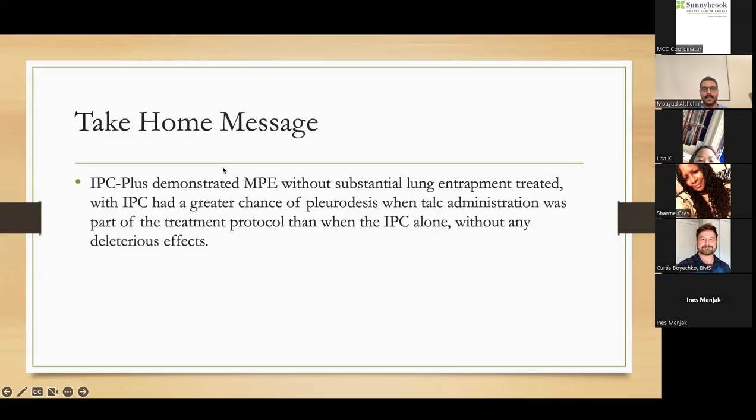And the take-home message from this trial is that IPC-Plus demonstrated that patients with MPE without substantial lung entrapment treated with IPC had a greater chance of pleurodesis when you use the IPC-Plus approach versus IPC alone. And again, just to highlight, these are for people who don't have trapped lung, so they have a reasonably expandable lung.